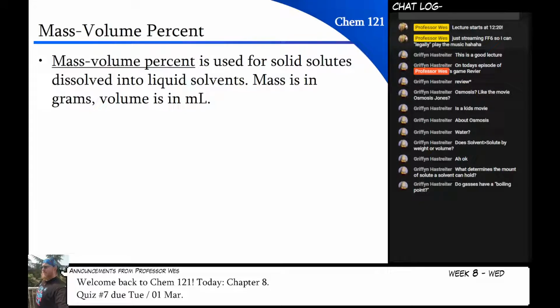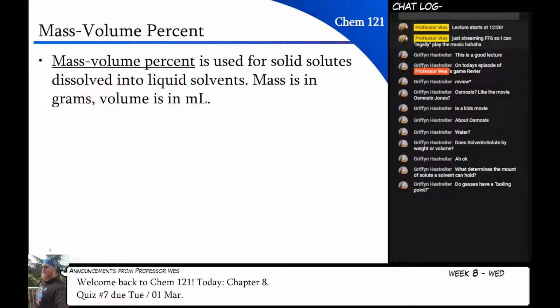All right. Since volume percentage is the same process as mass percentage, I don't have an example prepared for that. There will probably be one in the Now You Try It in a second here. We're going to move on to mass volume percentage, which uses a different set of units.